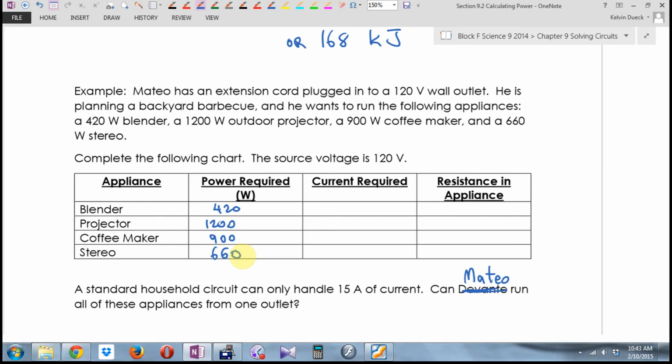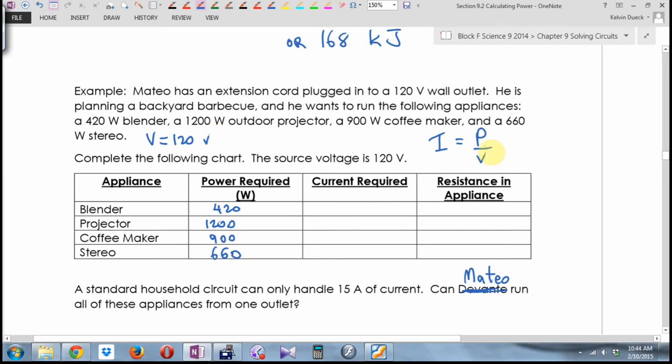I'm looking for an equation that has current by itself, and I guess I want it to have power and voltage, because the voltage is always 120 volts. I equals P over V. We're not using the I equals V over R one. We're using I equals P over V, because we know power and voltage. And I told you, if you tell me any two, I can find the other two.